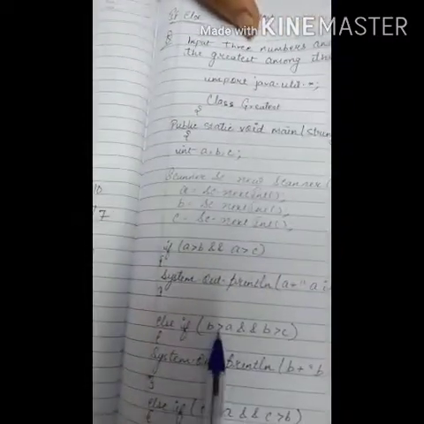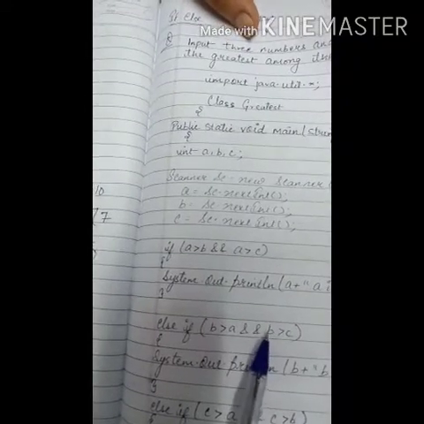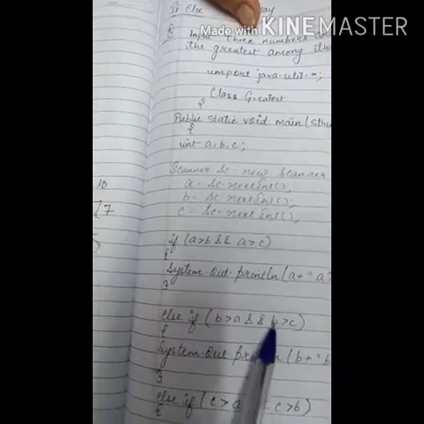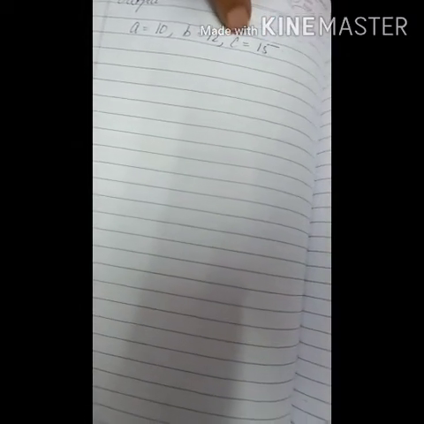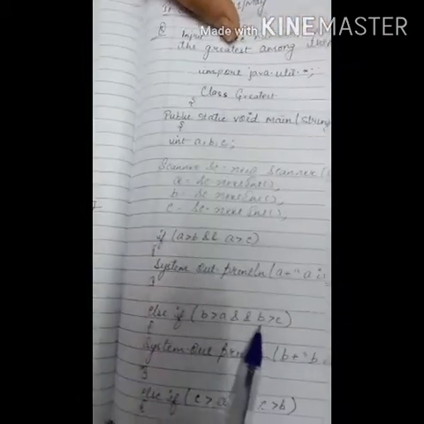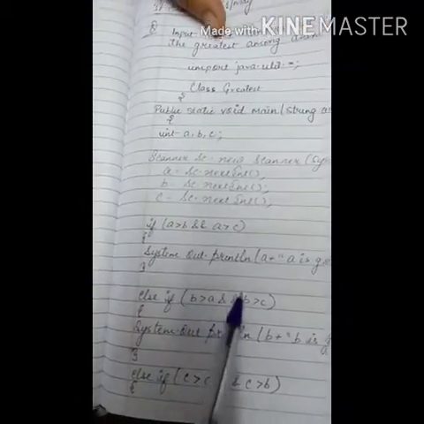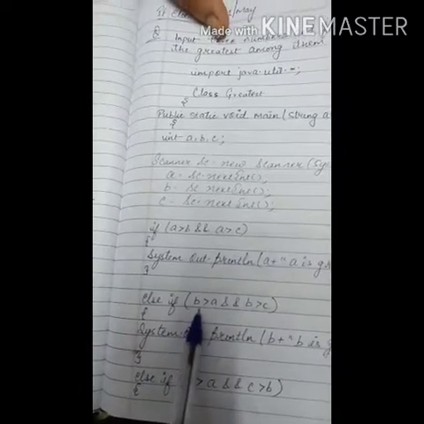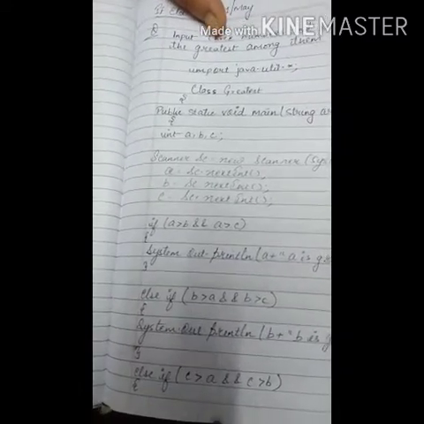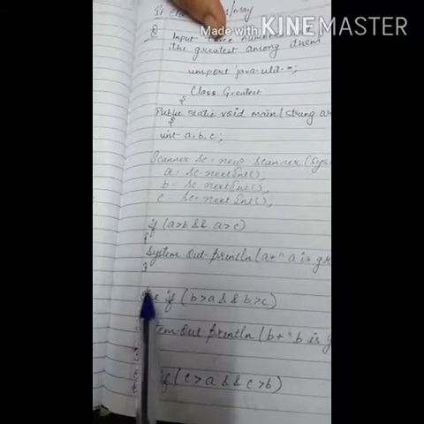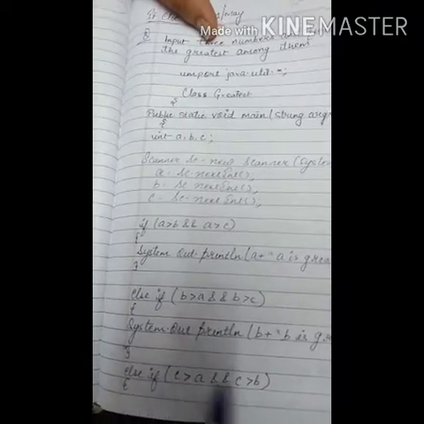Now b is greater than a, the condition is true. But in this statement b is greater than c. B is not greater than c, because b is 12 and c is 15. That means the condition has become false, because in the AND operator both conditions must be true. Now it will move to your third condition.